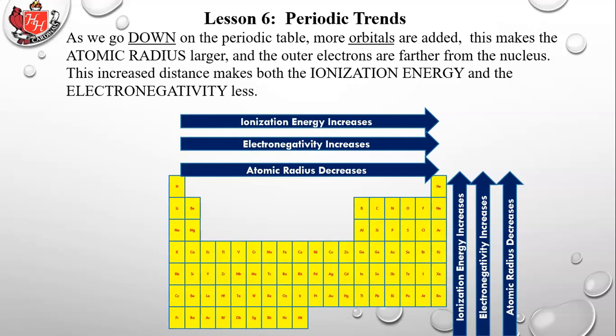As we go down on the periodic table, more orbitals are added. This makes the atomic radius larger, so we're going from top to bottom now in describing this, and the outer electrons are farther from the nucleus. This increased distance makes both ionization energy and electronegativity less, because those outside electrons are not being pulled on as hard because of the increased number of orbitals and shielding electrons.